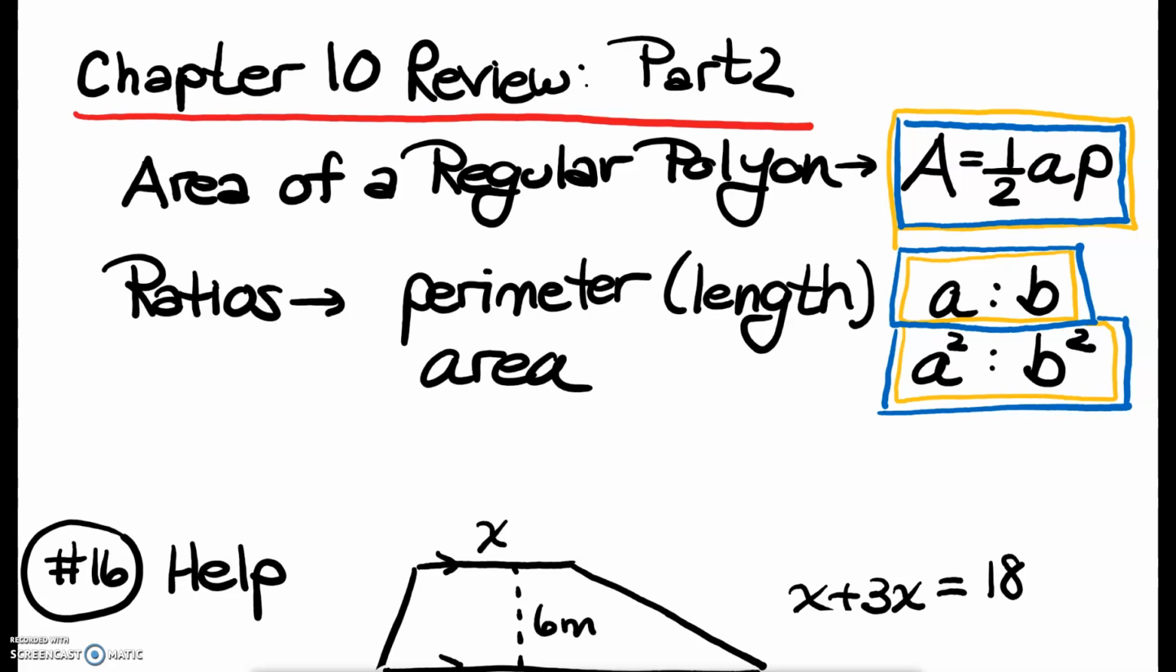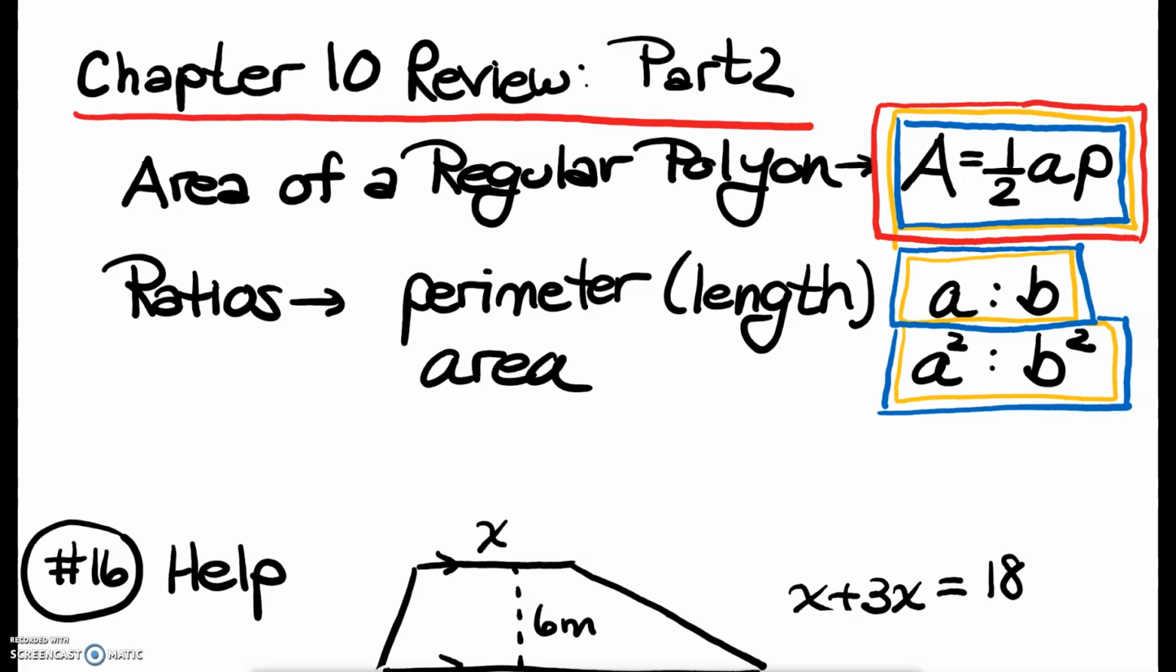This video is part 2 of the Chapter 10 review. In your homework, problems number 16 through 30 in the Chapter 10 review on page 477, your homework will consist of problems that basically ask you to find the area of a regular polygon, which has a formula of A equals 1/2 the apothem times the perimeter.